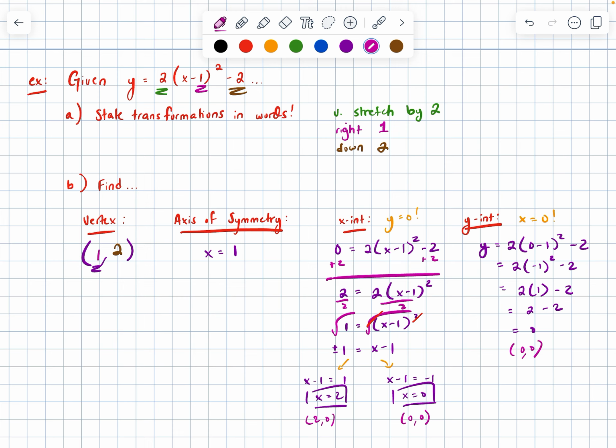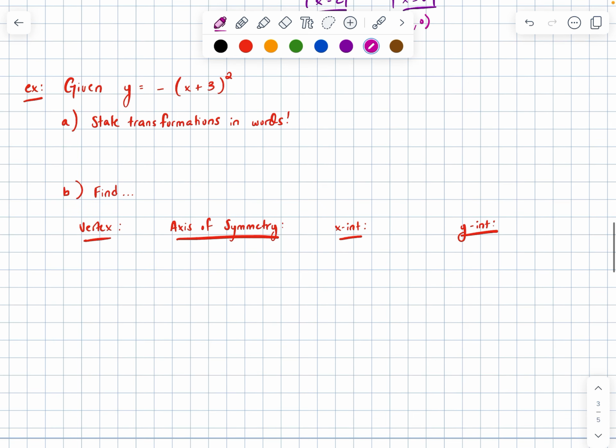Notice here, this should make sense. We found that the point (0, 0) is on our graph. It is simultaneously our x and y intercept. Cool.